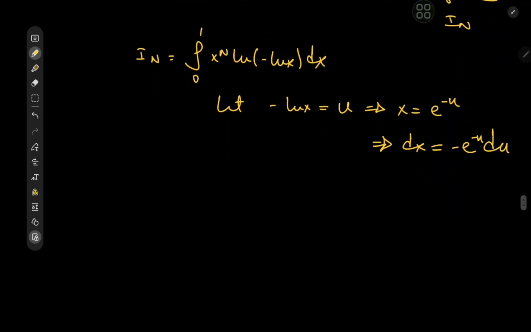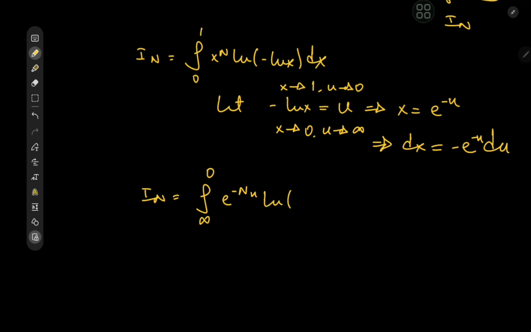And what about the limits of integration? Well, as x tends to 1, we have u going to 0, and as x approaches 0, we have u going to positive infinity. So I sub n equals the integral from infinity to 0 of e to the negative n times u times log of u. We have e to the negative u du with a negative sign, and we fix this as the integral from 0 to infinity e to the negative n plus 1 u times log u du.